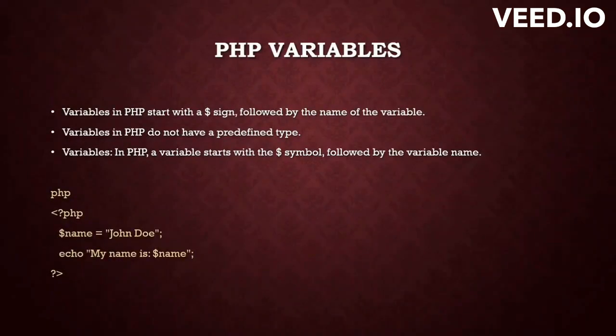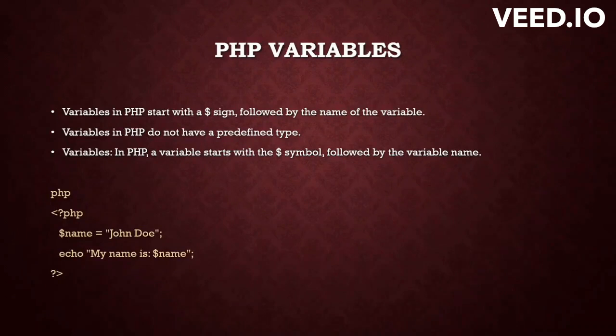Now PHP variables. A variable is nothing but something which stores a value. Variables in PHP start with a dollar sign followed by the name of the variable. Variables in PHP do not have a predefined type. In PHP, a variable is defined with a dollar symbol.